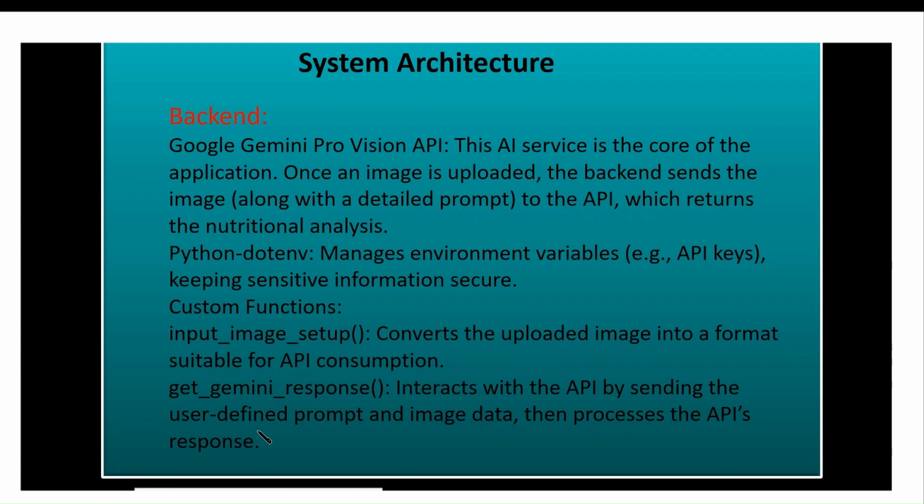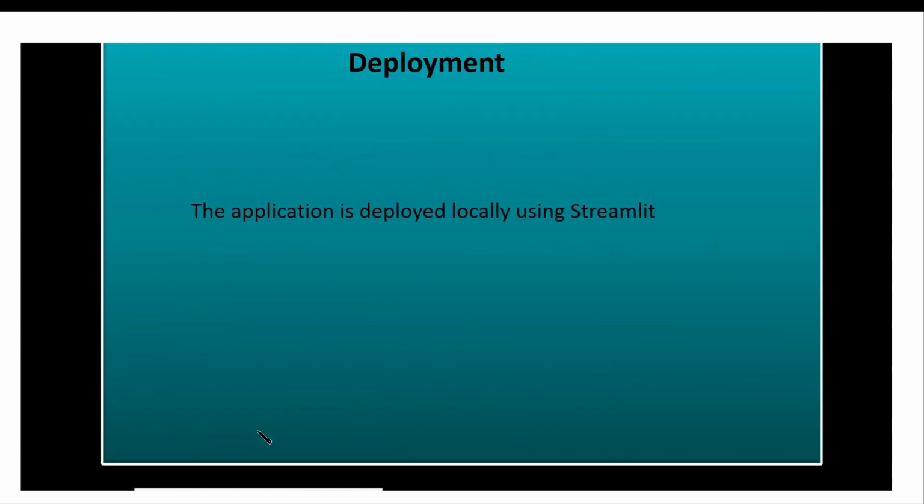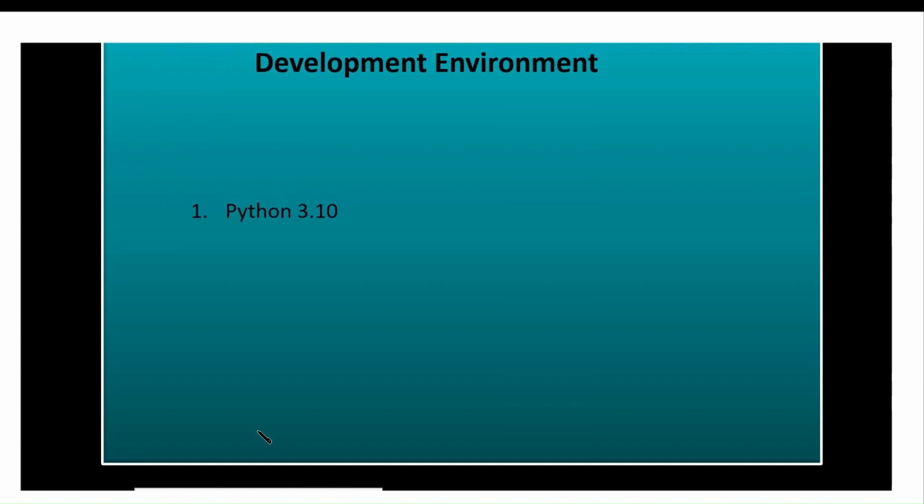Next, we'll look at the deployment and how it was handled. It's very simple. The application is deployed locally using Streamlit, like I said before. Streamlit handles all of that out of the box. Then we'll look at the development environment. In the development environment, I use three key areas, which is the Python 3.10.